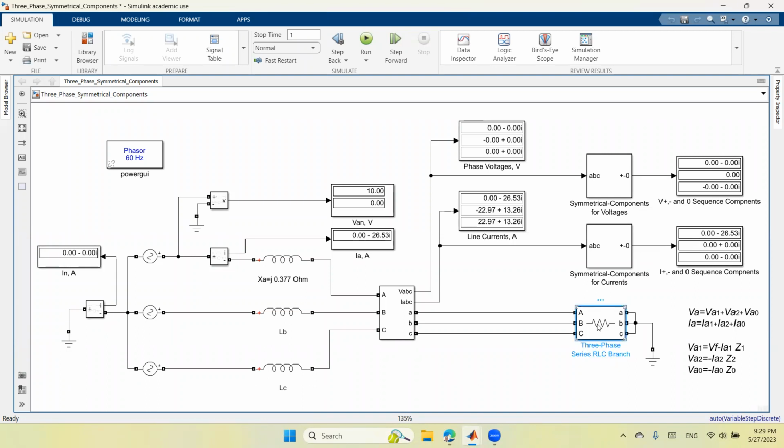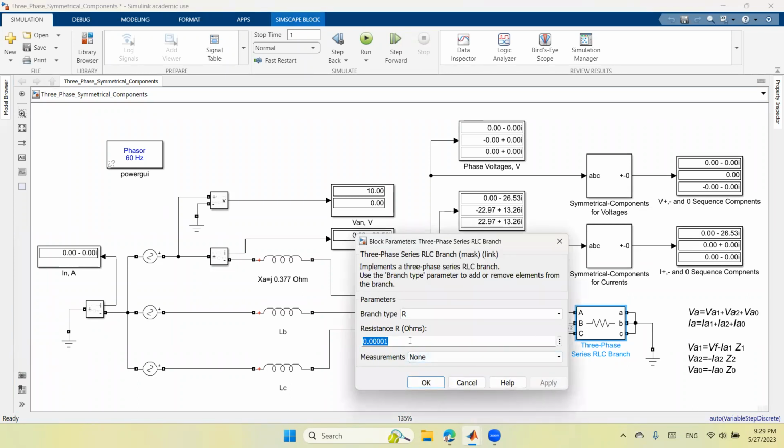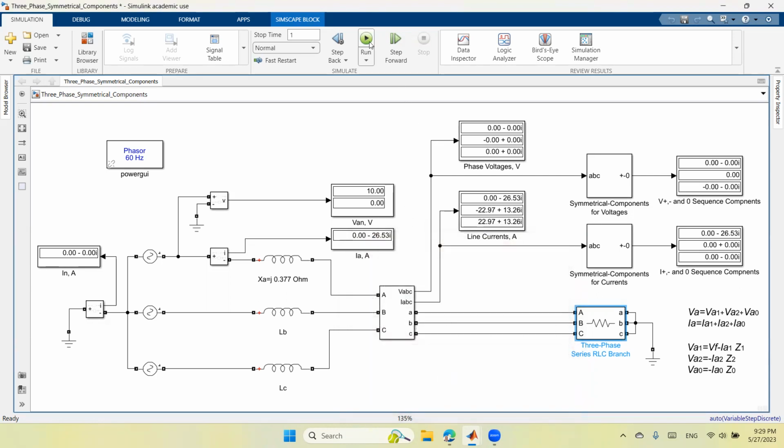Okay, so let me now return the resistor to be 1 megaohm. I will apply it and click okay. Run the circuit to make sure that it's correct. Yes, it is correct. We see that the current is back to zero. Voltages are normal: 10 at 0, 10 at negative 120, and 10 at positive 120 degrees.